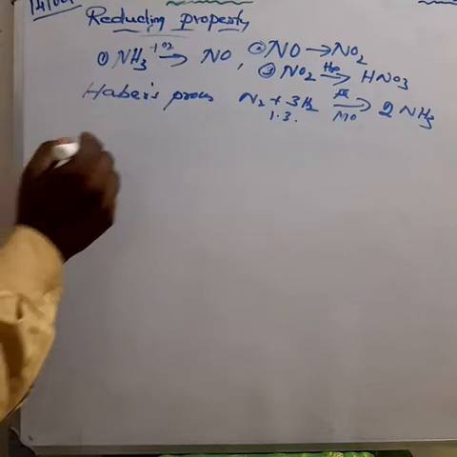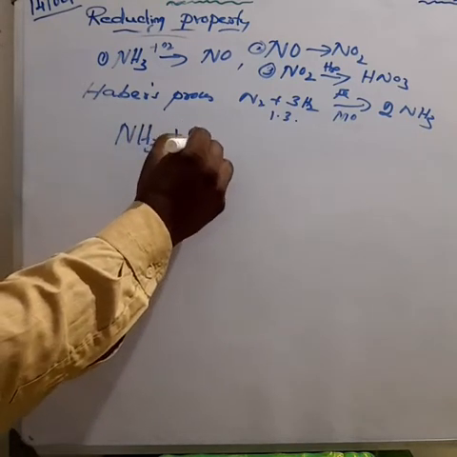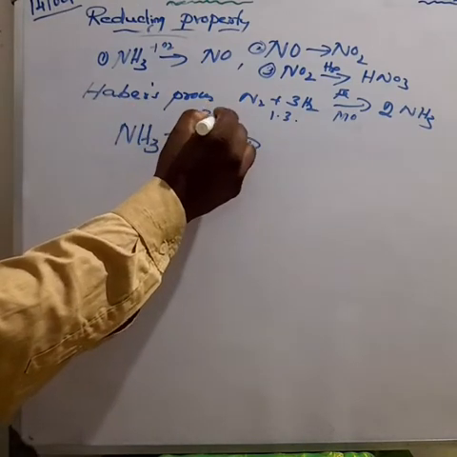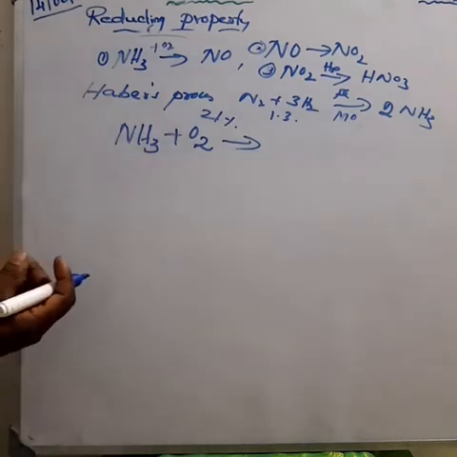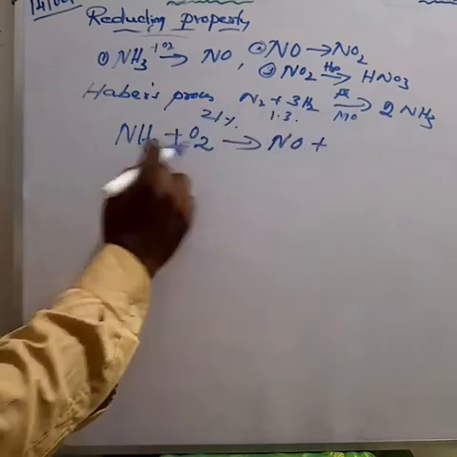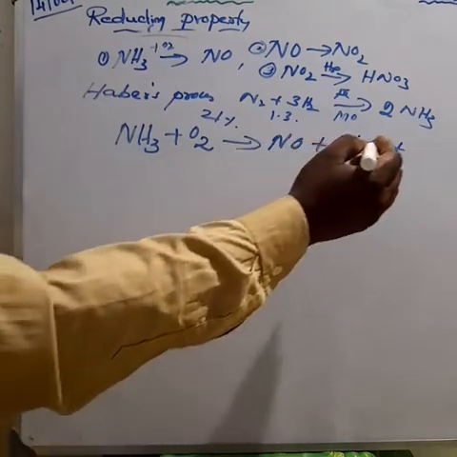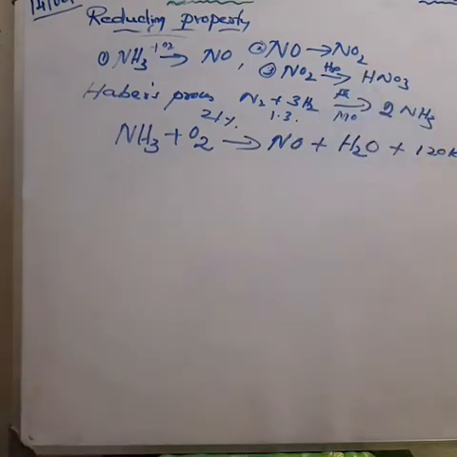This ammonia reacts with oxygen, and oxygen is obtained from air, am I right? Air has 21% oxygen. Anyway, ammonia reacts with oxygen, we get nitric oxide, and hydrogen combines with oxygen, we get water molecules. We also have to write the heat change, which is plus 120 kilojoules. We have to balance the equation.